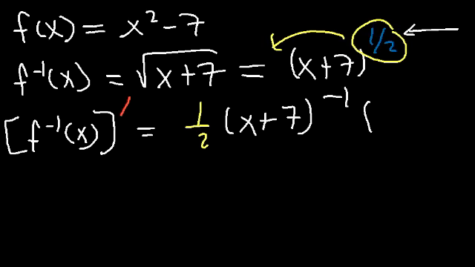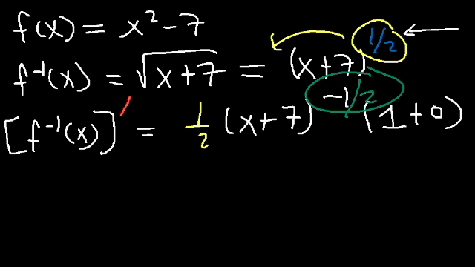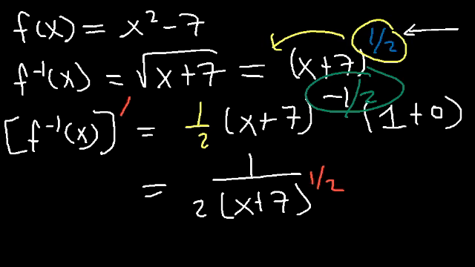Then you have to find the derivative of the inside according to the chain rule. The derivative of x is 1, and the derivative of 7 is a constant, so we can just ignore the 1. Let me write negative 1/2. 1/2 minus 2/2 is negative 1/2, so this should be negative 1/2. So let's rewrite it. We can write it like this: 1 over 2 times x plus 7 to the positive 1/2. Whenever you move a variable from the top to the bottom, the exponent changes sign from negative to positive. So we can rewrite this as 1 over 2 square root of x plus 7.